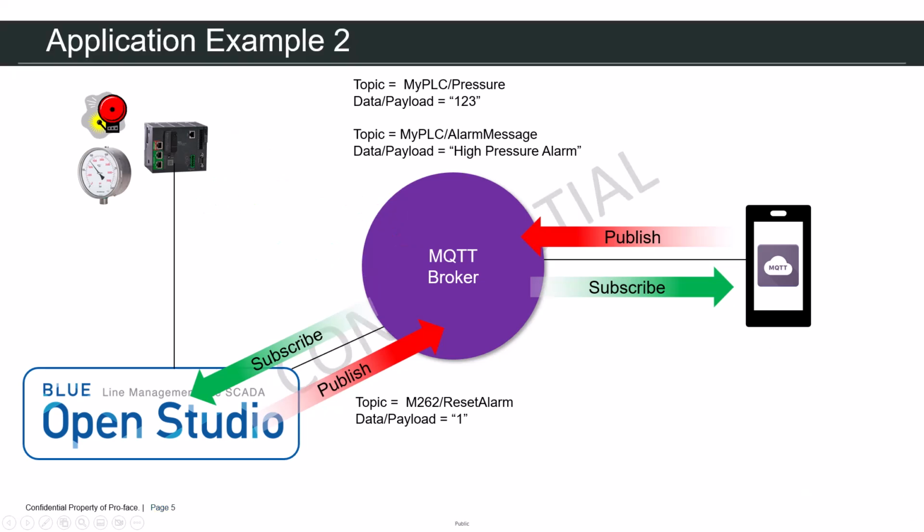Here's another example. We have kind of the same thing going on, but let's say I have a PLC that does not have MQTT connectivity. I can now use a Blue Open Studio communication driver to get the data from that PLC and then use the MQTT driver within Blue Open Studio to publish and subscribe that data to and from MQTT brokers.